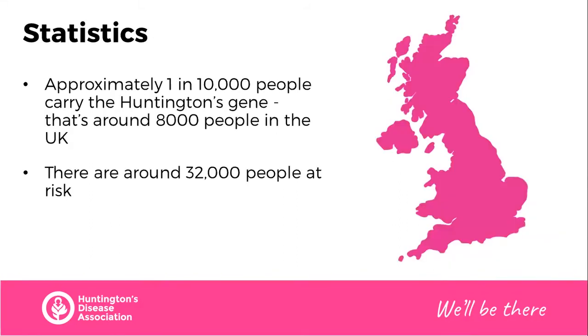So in terms of statistics, around 1 in 10,000 people have the Huntington's gene, and that's around 8,000 people in the UK, or just under 7,000 people in England. And if you compare that to other conditions, multiple sclerosis, you're looking at 90,000 people. Parkinson's disease, you're looking at 121,000 people. So it is a rare condition. And also, we have the people who are symptomatic, but we also have around 32,000 people at risk of the disease at any one time.